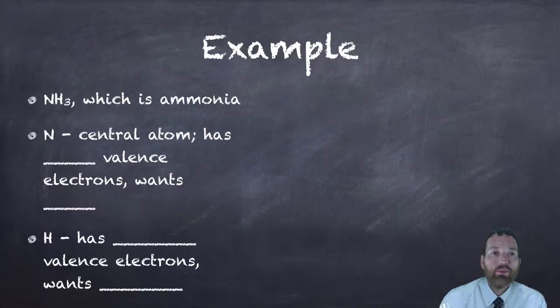So here's an example. NH3, which is ammonia. N is the central atom, and it has 5 valence electrons. I know that because it's in group 15. And it wants 8 valence electrons. I know that because every atom on the periodic table wants 8, except for hydrogen, which wants 2.